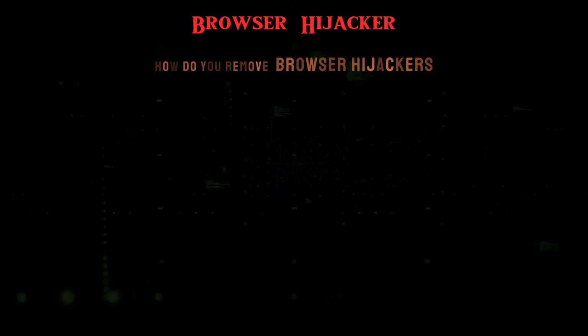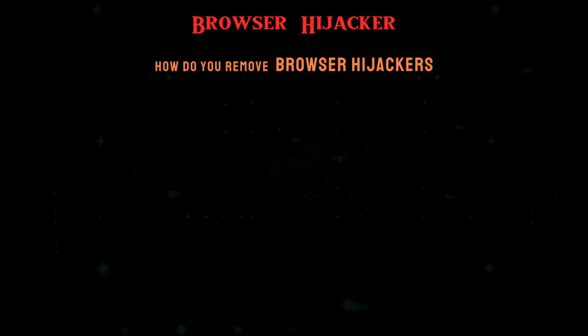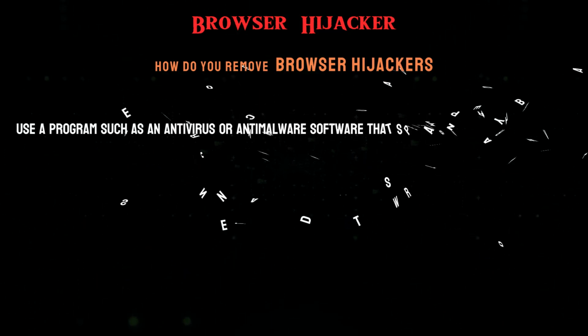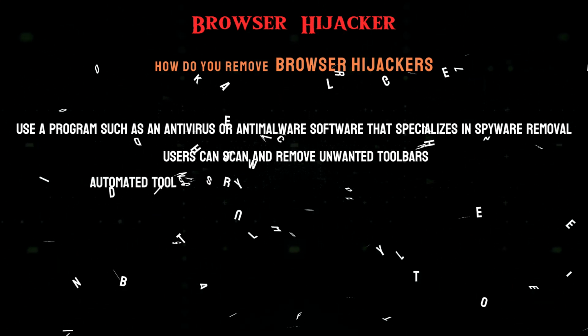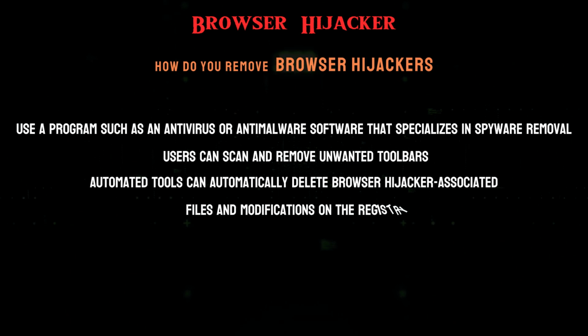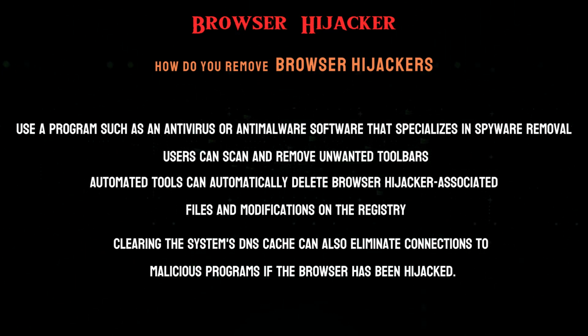How do you remove browser hijackers? Depending on the circumstances, browser hijacker removal can be relatively straightforward. Different actions to take include the following. Use a program such as an antivirus or anti-malware software that specializes in spyware removal. Users can scan and remove unwanted toolbars. Automated tools can automatically delete browser hijacker-associated files and modifications in the registry. Clearing the system's DNS cache can also eliminate connections to malicious programs if the browser has been hijacked.